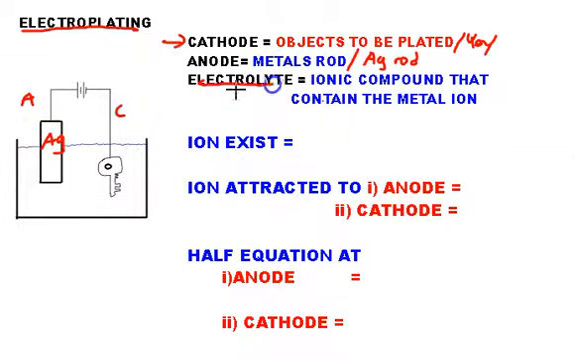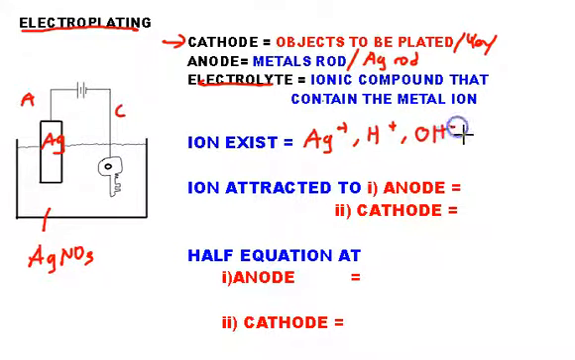And for your electrolyte, you have to select something to do with the argentum itself. Most commonly, you just attach it with nitrate, like argentum nitrate, or copper nitrate. Now for the ions, make sure it is aqueous. So you have Ag+, H+, OH-, and nitrate.